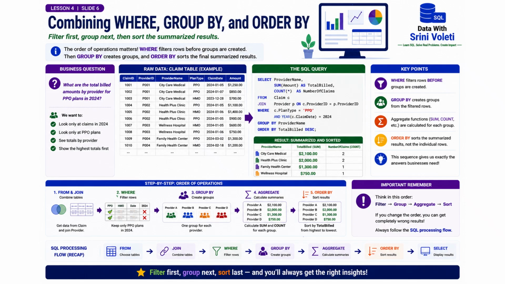Now look at the step-by-step diagram across the bottom of the slide. It perfectly illustrates SQL's logic workflow. First, from and join retrieve the data. Second, where filters the rows. Third, group by creates the groups. Fourth, aggregate functions calculate the summaries. Fifth, order by sorts the summaries. Finally, select displays the finished report. Understanding this sequence is one of the most important skills in SQL. If you change the order in your thinking, you'll often get incorrect results.